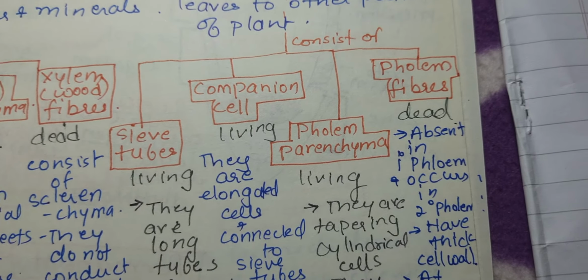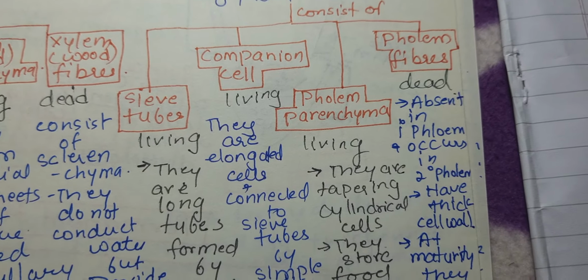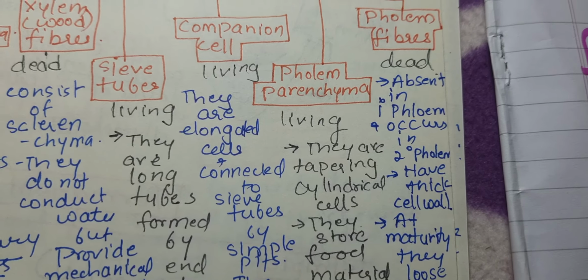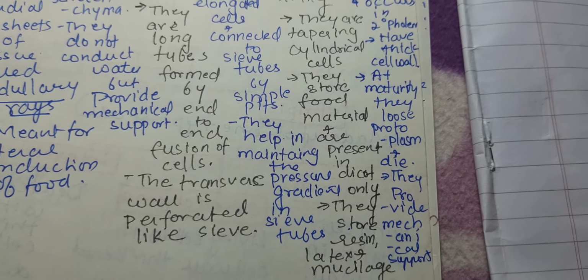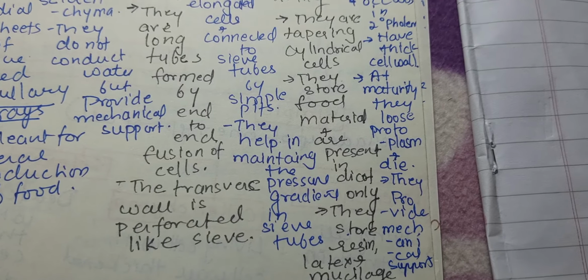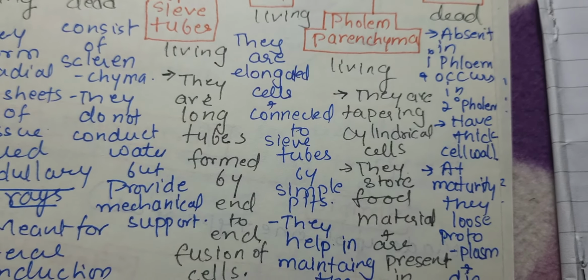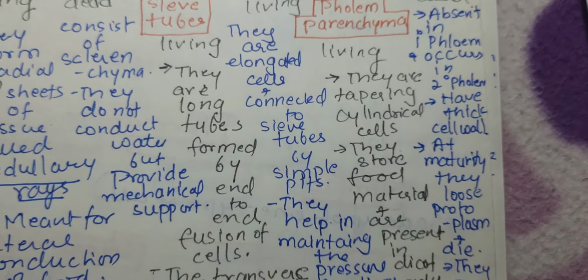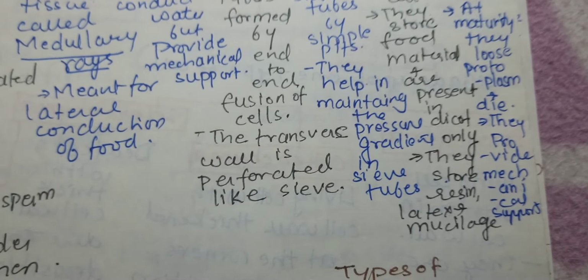Okay, that is the phloem fiber because they are made up of sclerenchyma. Now, sieve tubes are long tubes formed by end-to-end fusion of cells, and the transverse wall is perforated like a sieve. Companion cells are elongated cells connected to sieve tubes by simple pits, and they help in maintaining the pressure gradient in sieve tubes.